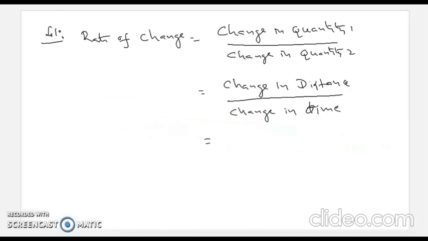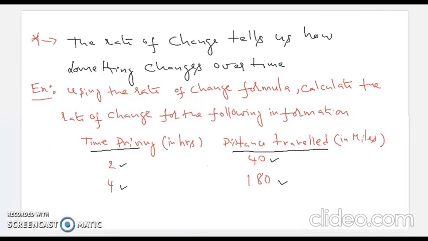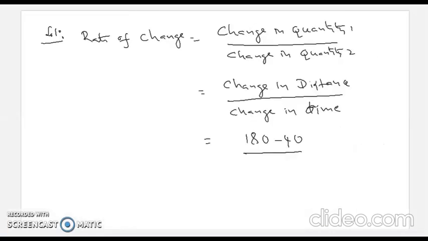So 180 minus 40 is the change in distance, divided by the change in time. The time information is 2, 4, so the change in time means 4 minus 2. 180 minus 40 is 140, divided by 4 minus 2, which is 2, and that is equal to 70.